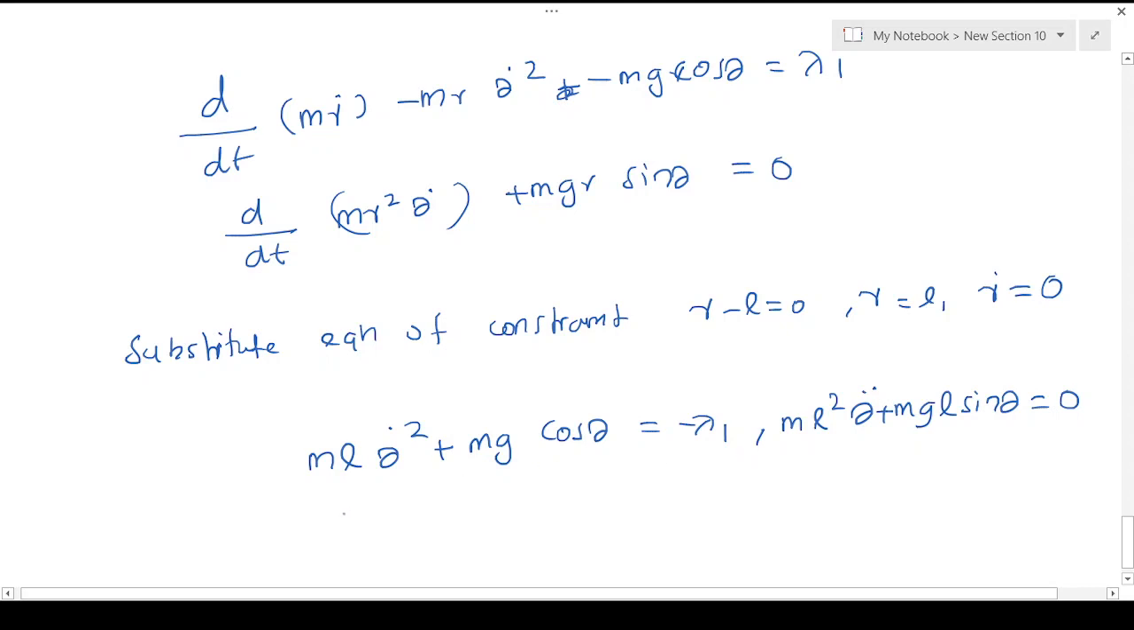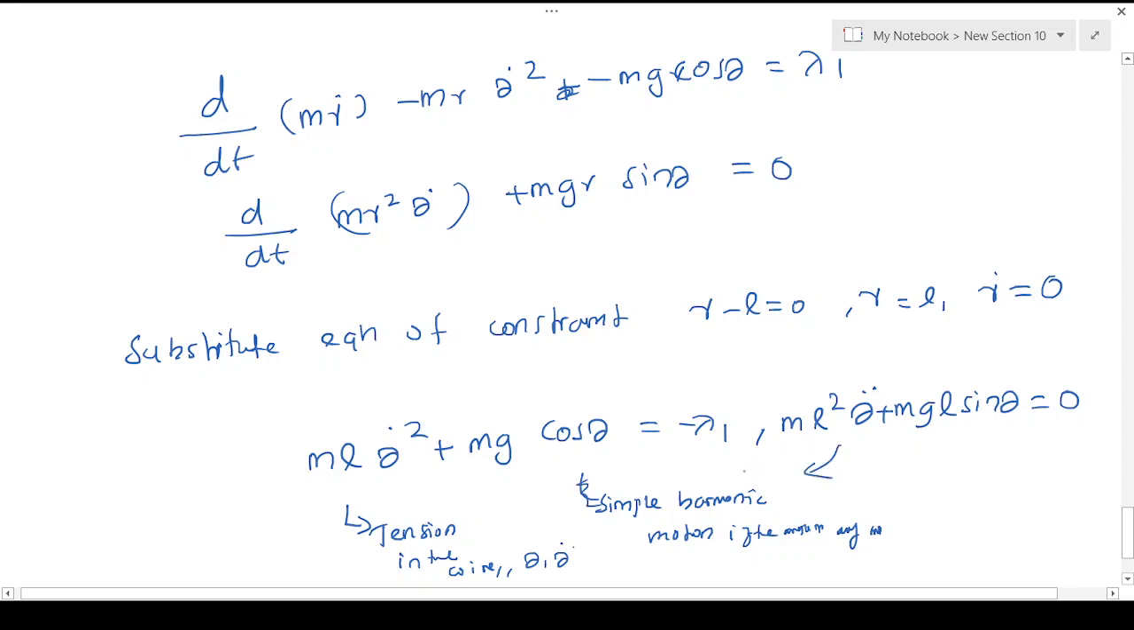So what is this m l theta dot square? We know that it is actually the tension in the wire of the simple pendulum, in terms of theta and theta dot. And the second equation represents a simple harmonic motion, if the amplitude is very small.